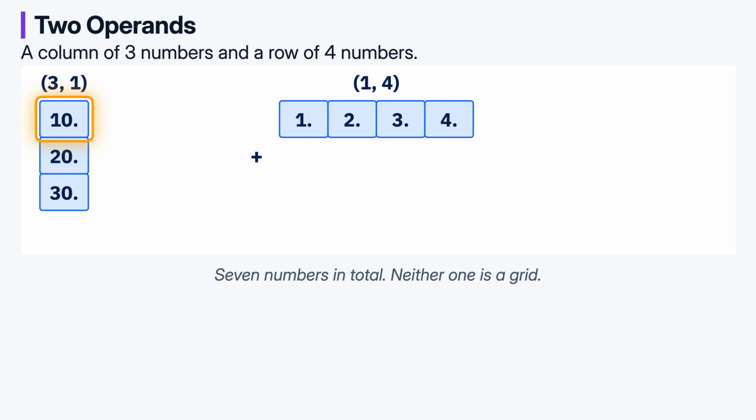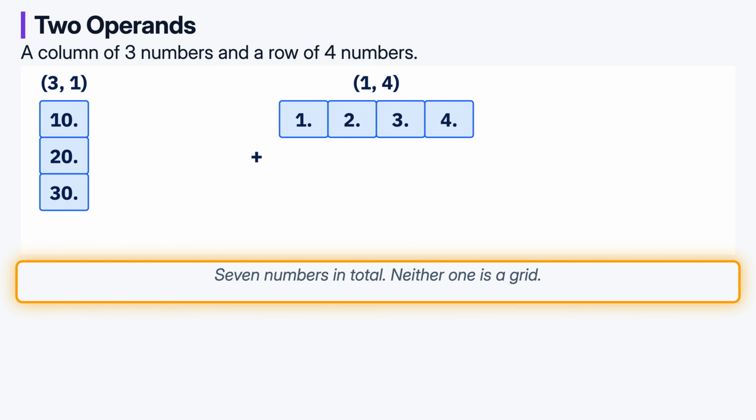Let's watch that happen. A column of 3 numbers 10, 20, 30. Its shape is 3 by 1. And a row of 4 numbers 1, 2, 3, 4. Its shape is 1 by 4. 7 numbers in total. Neither one is a grid. The empty space is where the answer will go.